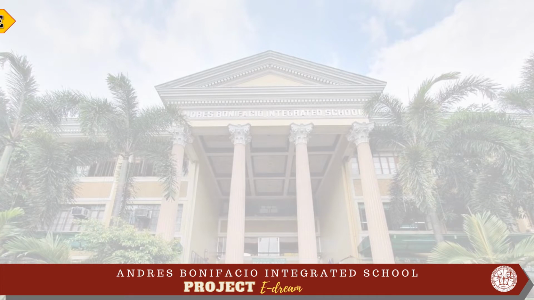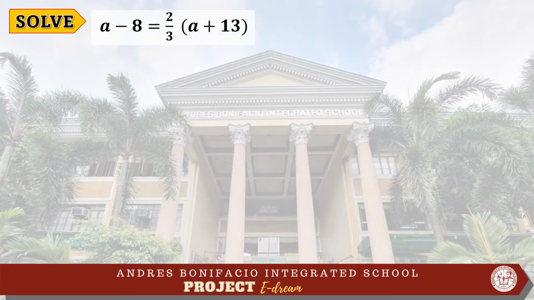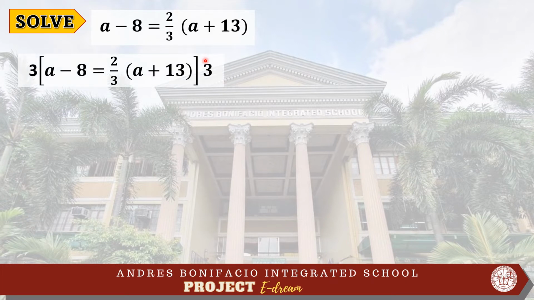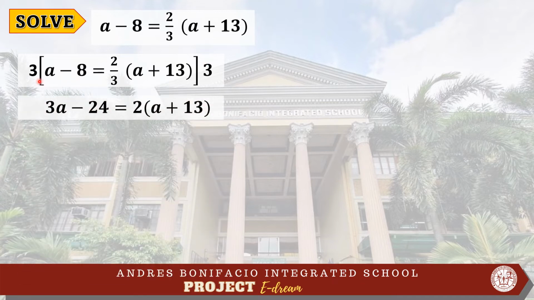Let's have the third step. The equation is A minus 8 is equal to two-thirds times the quantity A plus 13. Since we have 3 in the denominator, we should eliminate it by multiplying both sides by 3. So we will use the distributive property in this part. So it becomes 3 times A is 3A. 3 times negative 8 is negative 24. Two-thirds times 3 is 2. Copy the quantity A plus 13.